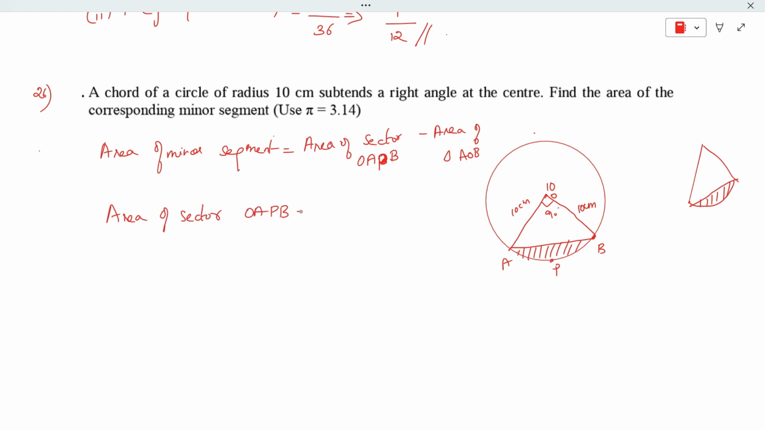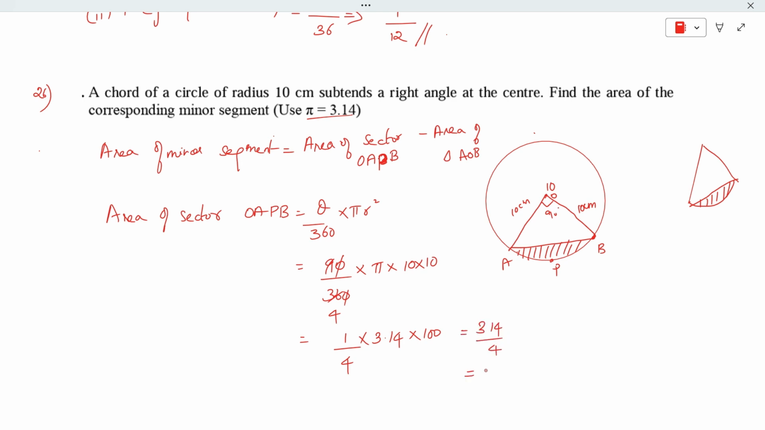Area of sector OAPB is equal to theta by 360 into pi r square, isn't it? Theta is 90. So 90 by 360 into pi r square. R square is 10 times 10. They have already given the hint to use pi as 3.14, so I'm going to use that. 90 by 360 is 1 by 4, times 3.14 into 100. Remove the decimal and you will get 314 by 4, which is 78.5 centimeter square.